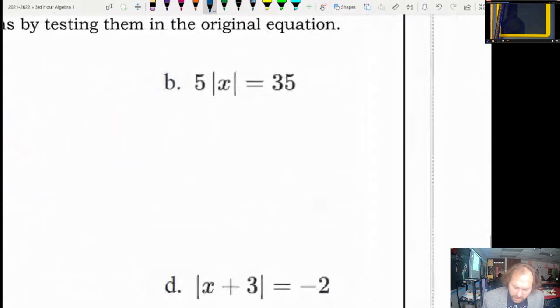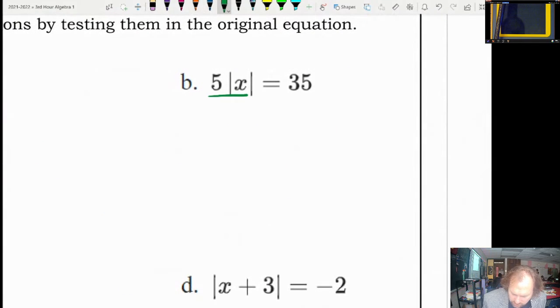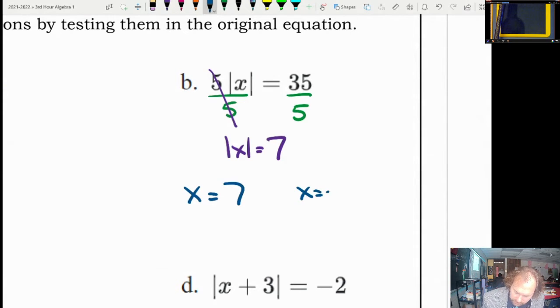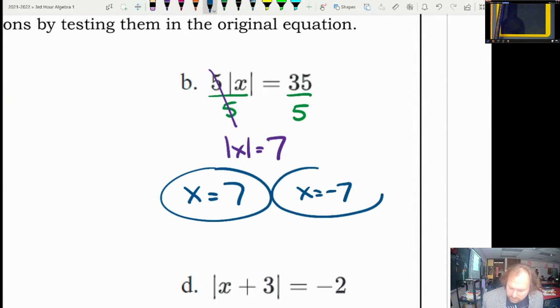Question B is going to be kind of the same, although in this question, since that 5 is hanging out outside the absolute value, we should go ahead and divide it away right now and cancel it out. That'll leave us with absolute value of x equals 7, and now we can split it up into two equations, x equals 7 and x equals negative 7. Those are the two that we're looking for there.